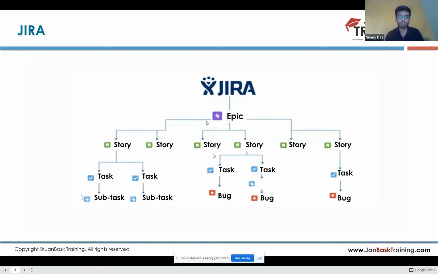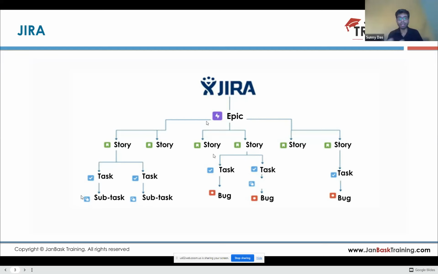So maybe the first story would be for creating the login screen. The second story would be creating the search application for that online application. Third story will be giving the product details. Fourth story could be developing the checkout or cart application, and finally the order summary application. Now these are different stories.